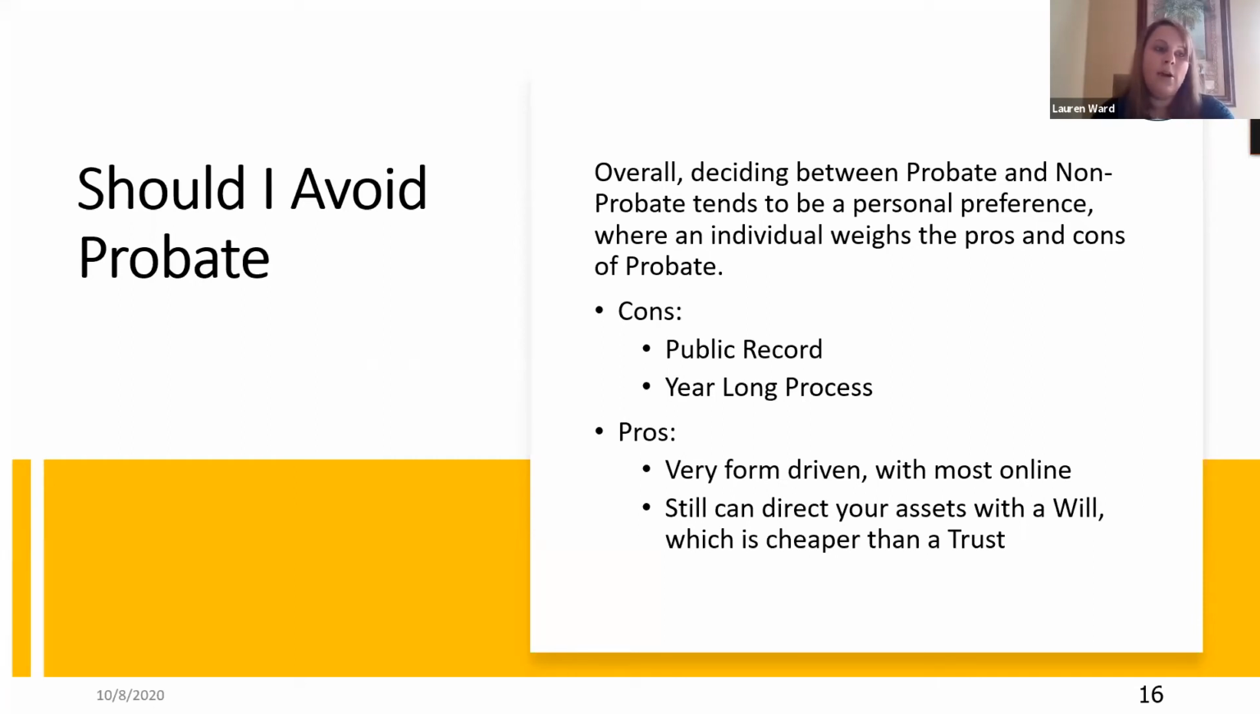Some pros: you can still direct how you want your assets to be distributed with a will, and that is cheaper than a trust. A trust can be expensive to set up. It's very form driven for probate, and most of the forms are online. If you go to sccourts.org and do a search for forms, all the probate forms are there, and a lot of local counties have their own forms that you can find on their website.